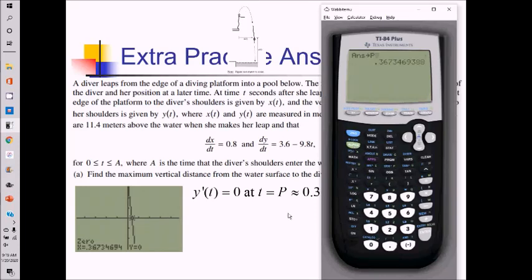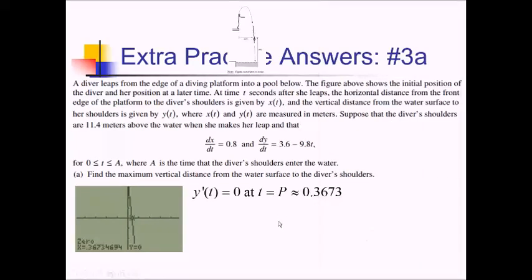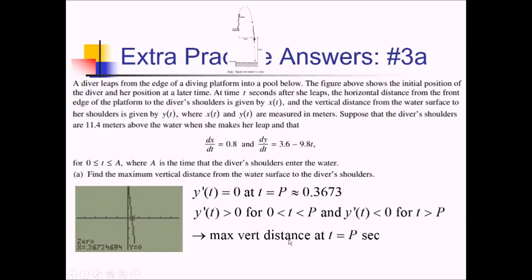All right. Now coming back here, I need to show that this is where the max actually happens. So this is the only critical value on this graph. I can say that y prime is greater than 0 between 0 and p, and y prime is less than 0, so y is decreasing, from t greater than p. So therefore, the max vertical distance happens at time equals p seconds.